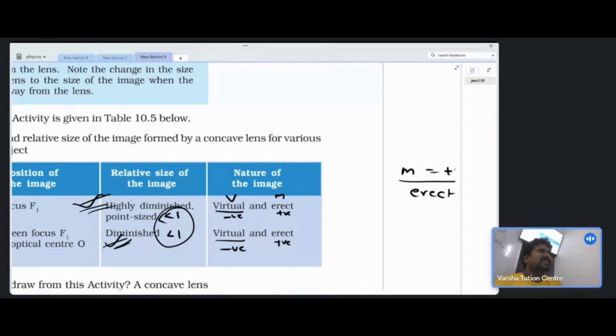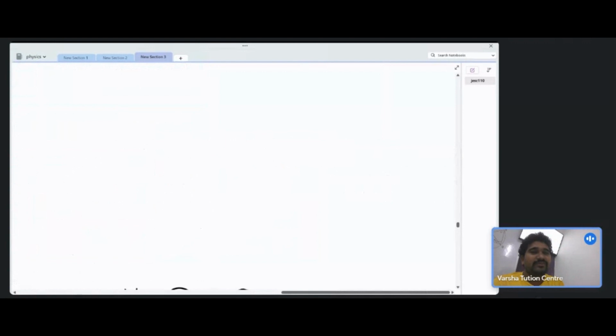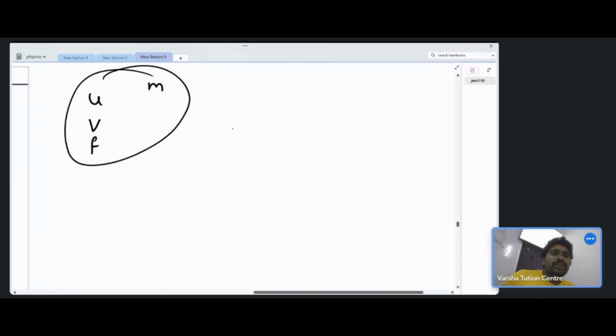Actually, this much deep level they will not go. What they are expecting from you is, for your school perspective I am teaching this. In board perspective this level they will not go. Are you able to recognize what is U, what is V, what is F and what is the M formula? By applying all these formulas, you will get the answer. After getting the answer, are you able to match it with the table? That's it. That is the level. Is that clear?